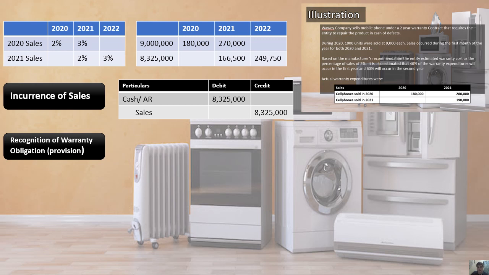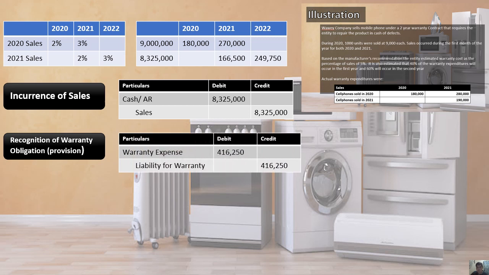Then recognition of warranty obligation based on the assumption earlier. So we have to follow the rule of matching or cause and effect. So we have to record the recognition of warranty provision. So the result will be 8,325,000 times 5%. So the provision is debit warranty expense 416,250, then credit liability for warranty 416,250.